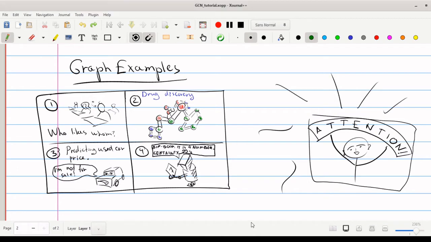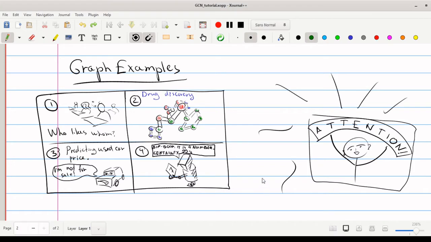So the first problem is as follows. We have a class of a bunch of students, and we're interested in answering the following question. We're given any two students. We want to be able to say whether or not the first student likes the second student.